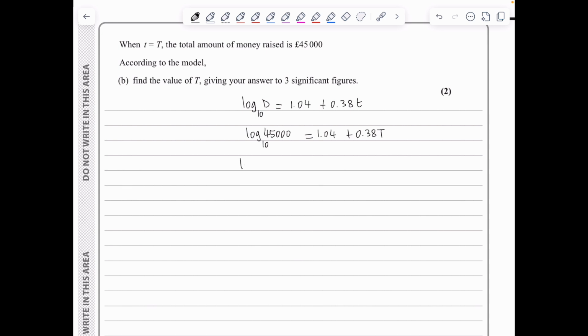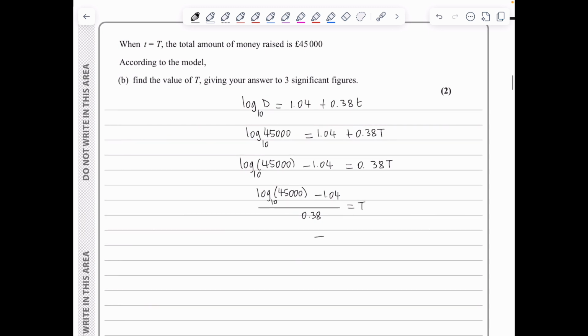So we've got log of 45,000 base 10 minus the 1.04 is 0.38 capital T, and of course log of 45,000 base 10 minus 1.04, and everything divided by 0.38 should be giving me the value of capital T, which gives an answer of 9.51.